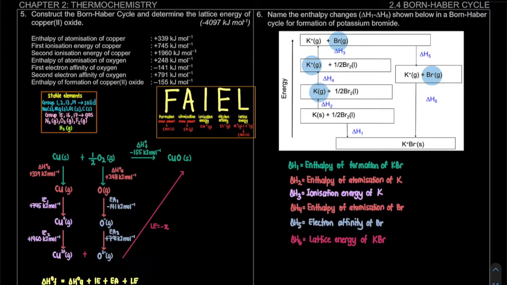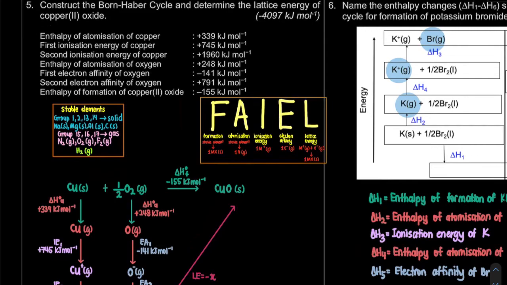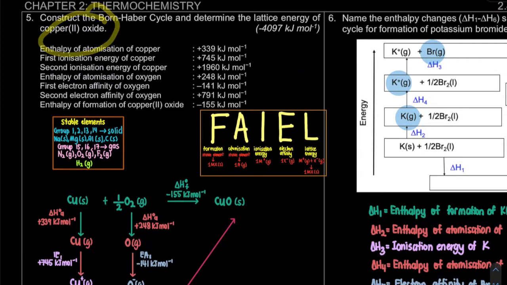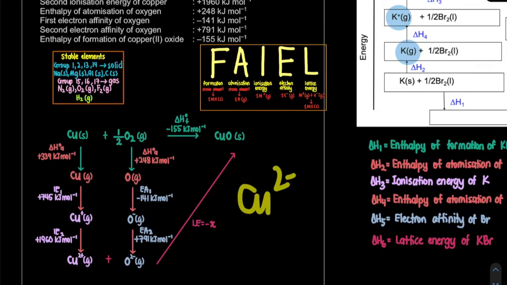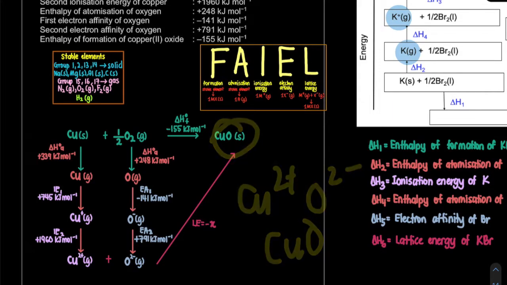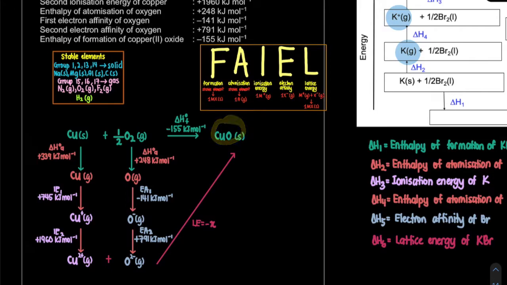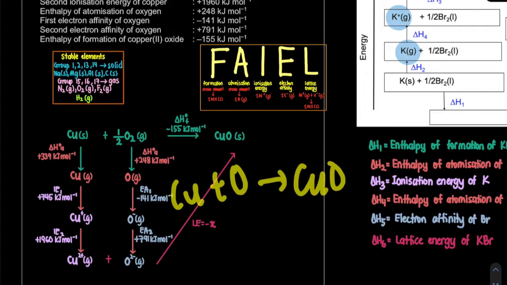Okay, example 5, I've asked you to do yourself as well. Okay, copper 2 oxide kan? So, copper again Cu2+, O2-. So, that's why we get CuO. Okay, tapi again, for the formation, dia adalah CuO, originally copper dengan oxygen. Copper is a metal, transition metal, so solid.